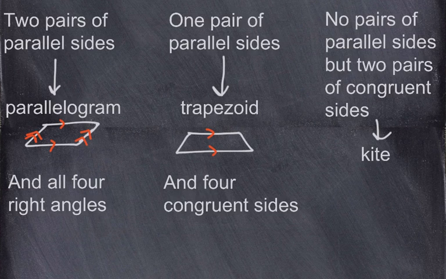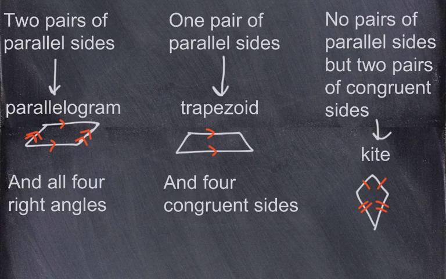And lastly, we have the kite that we talked about, which has two pairs of congruent sides, but the opposite sides are not parallel. So that means these two sides will be congruent, and these two sides will be congruent, and there are no parallel sides. Now, with the kite and the trapezoid, that's pretty much it.